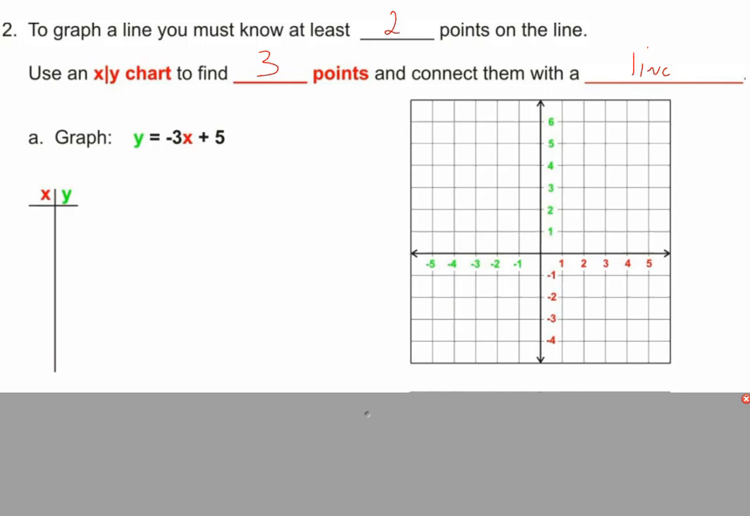All right, so all we're told is to graph y equals negative 3x plus 5. We're going to use an XY chart. Now, they didn't tell us what values to use for the domain. Oh no. They didn't tell us what to do. And for some of you, that's going to cause you problems because you want to be told everything to do. Well, guess what? We got to use our brain. So let me help you with this.